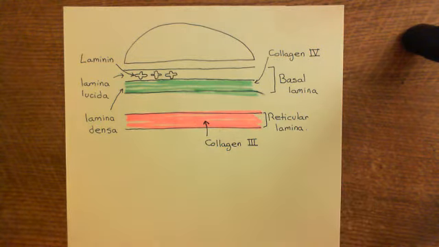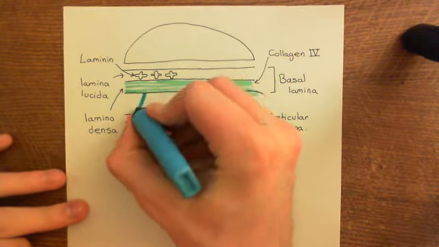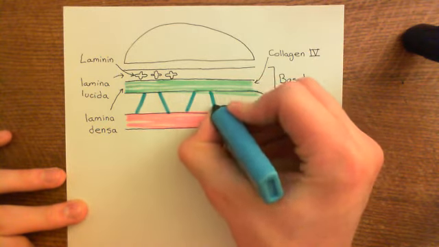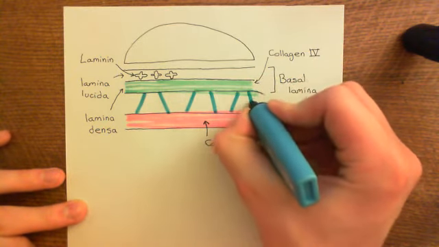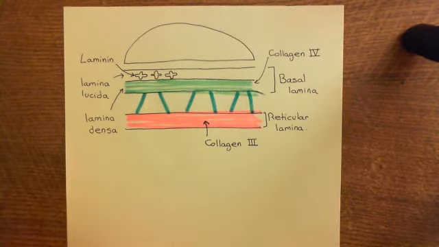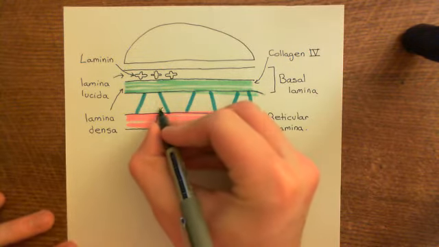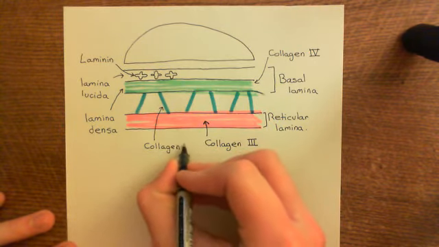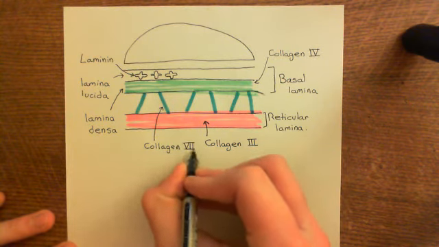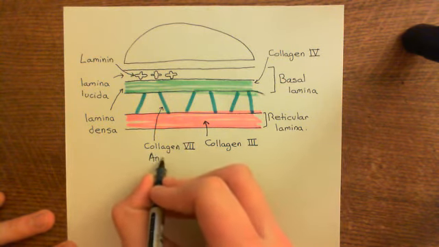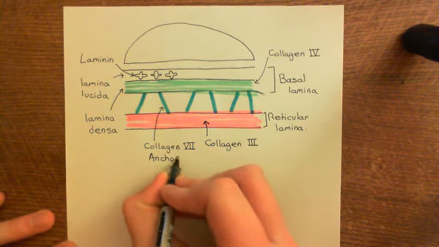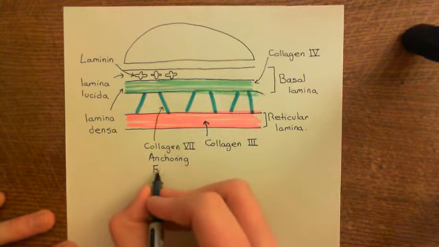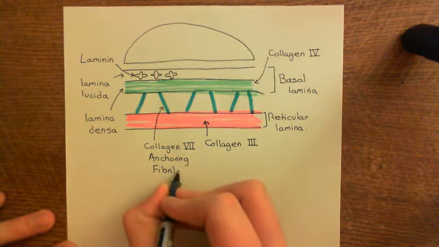So let me draw some of these on. We'll have these in blue. These are known as collagen anchoring fibrils, and they're specifically collagen of type 7. So let me write that down: collagen type 7 anchoring fibrils. They're connecting these two laminas, the basal lamina up here and the reticular lamina down here.